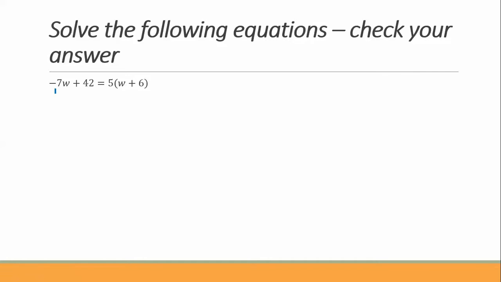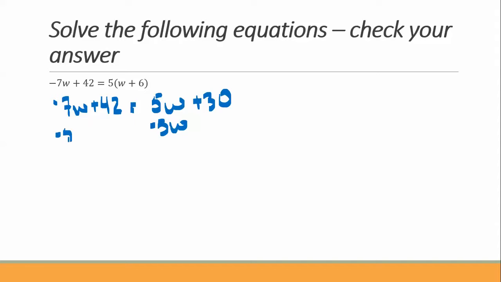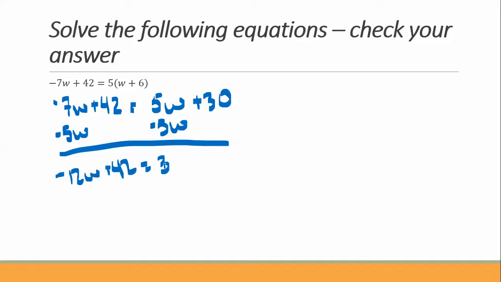The first thing we want to do: negative 7w plus 42 equals 5 times the quantity w plus 6. So we want to distribute that 5 first. So we have negative 7w plus 42 equals 5w plus 30. Now we want all the w's on one side and everything else on the other. So we can subtract 5w from both sides, and we have negative 12w plus 42 equals 30.